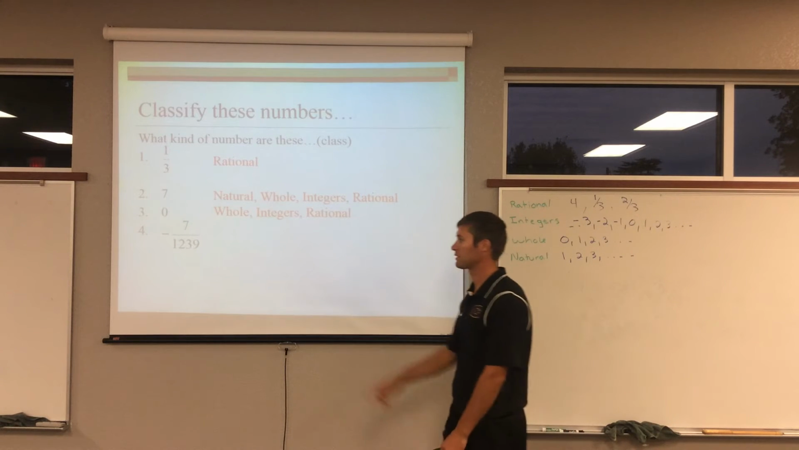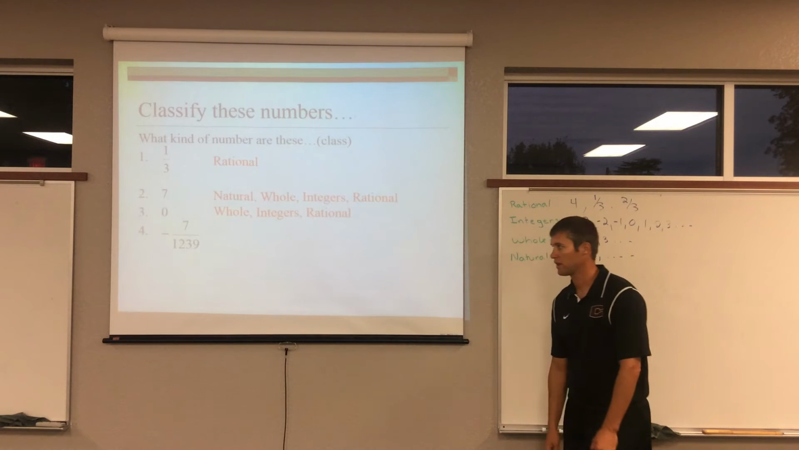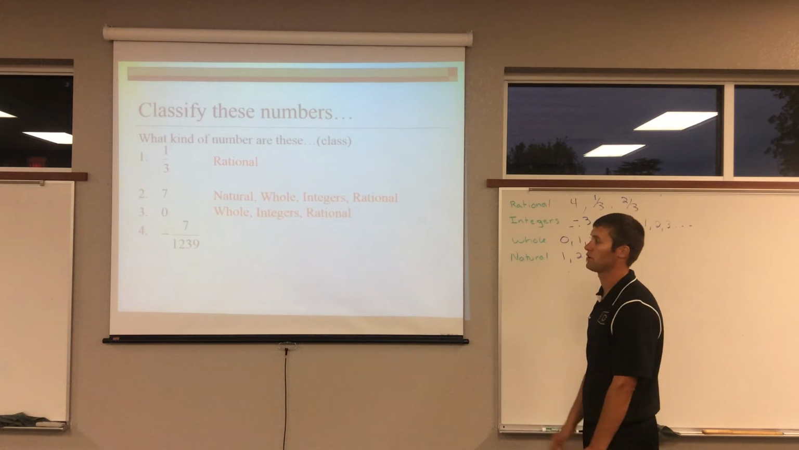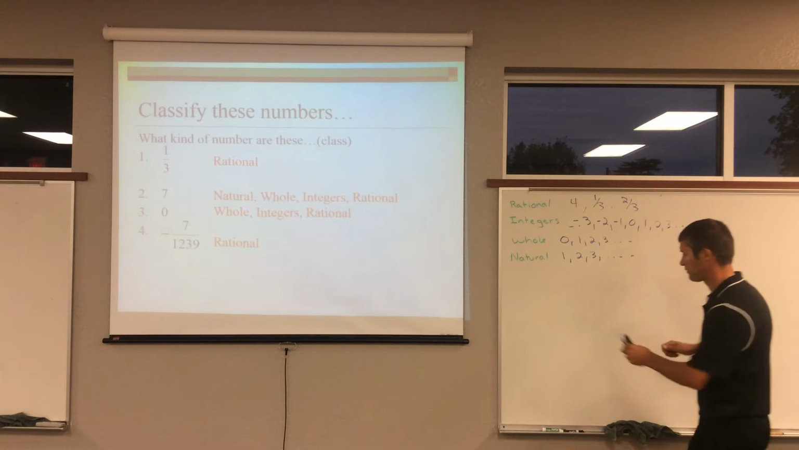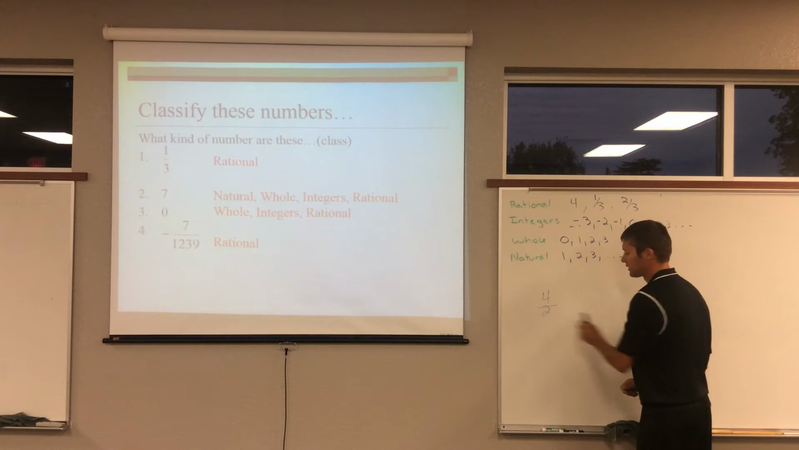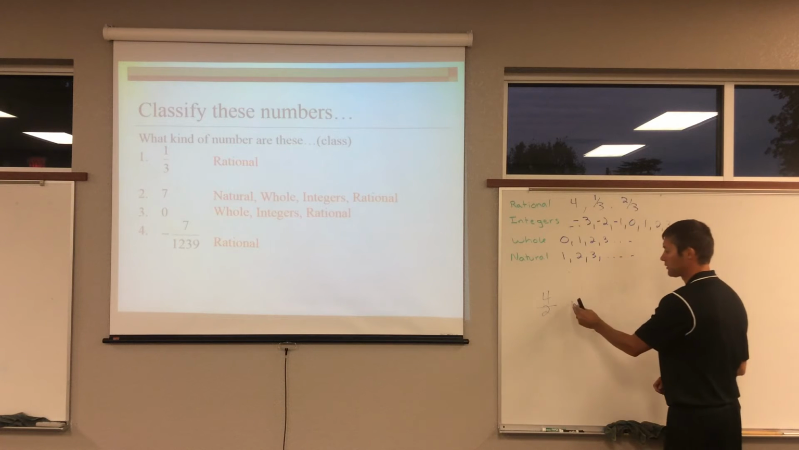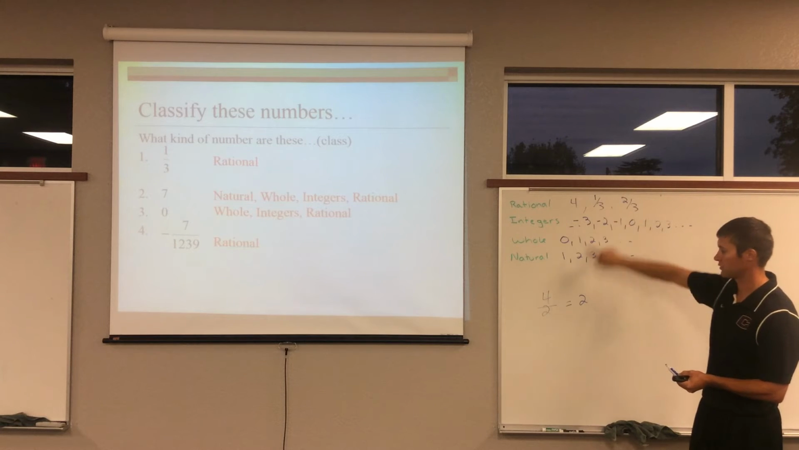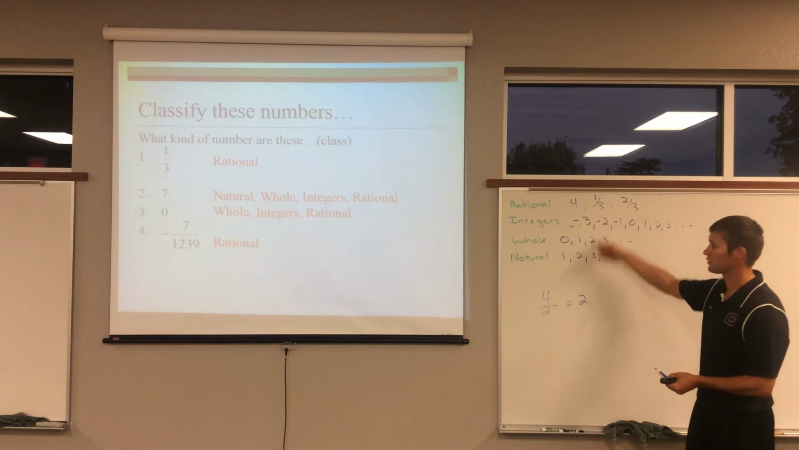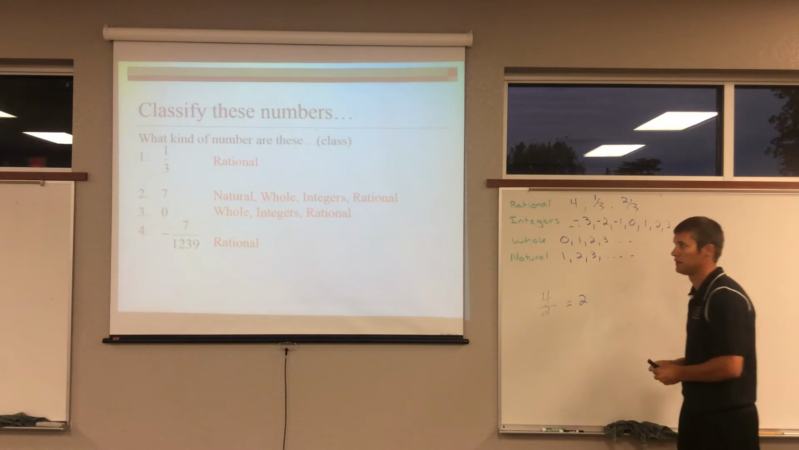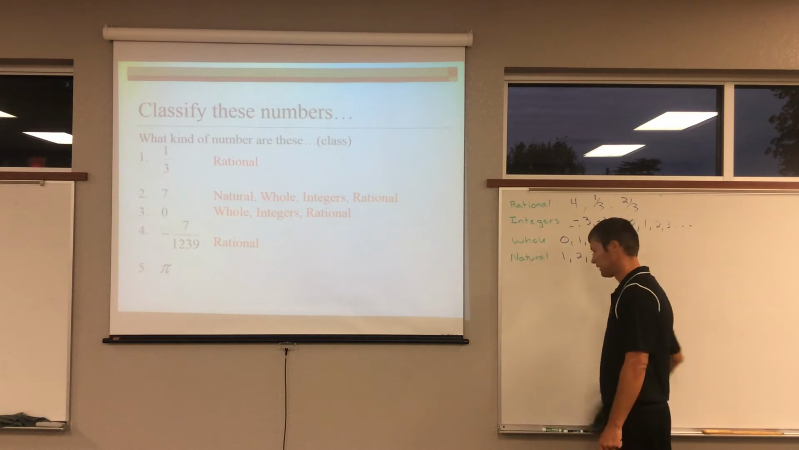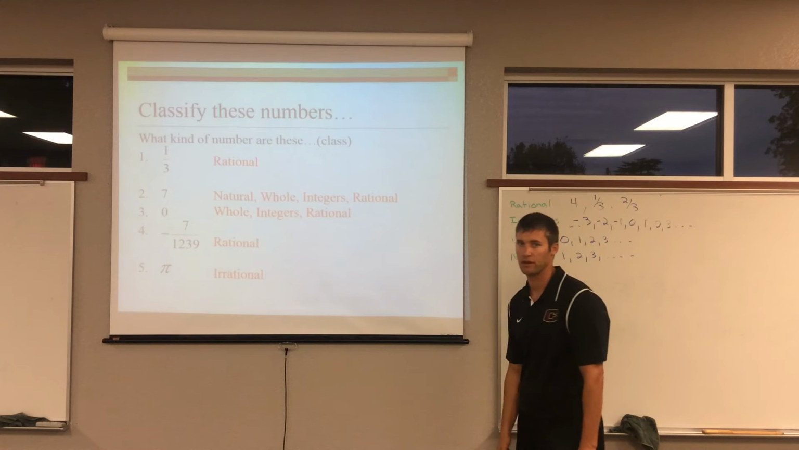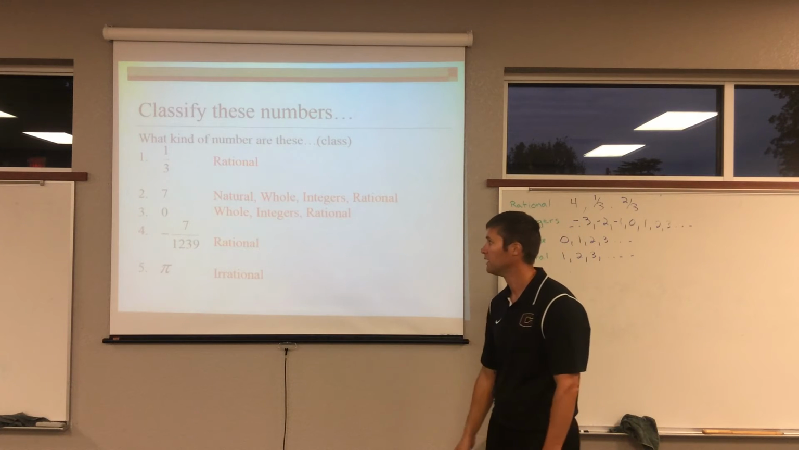And then, not lastly, but -7 over 1,239. Again, that would be a fraction. One thing I'd point out to you: if I had, say, 4 halves, can you simplify 4 halves? 4 halves equals 2. So then we'd say, well, that's a natural, that's a whole, that's an integer, and it's rational. It can be written as a fraction, but when you simplify it, it's all of these as well. And our last one is pi. Pi cannot be written as a fraction, so therefore it's irrational. Any type of square root, pi, that sort.